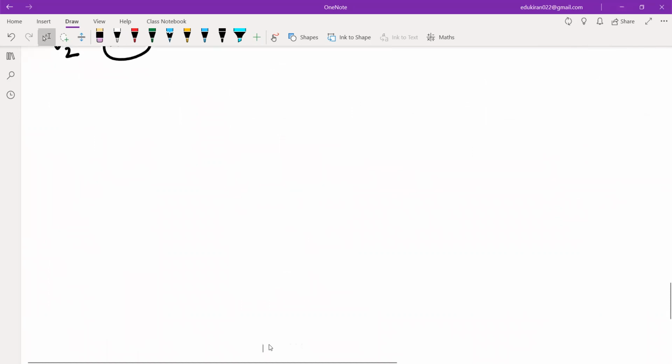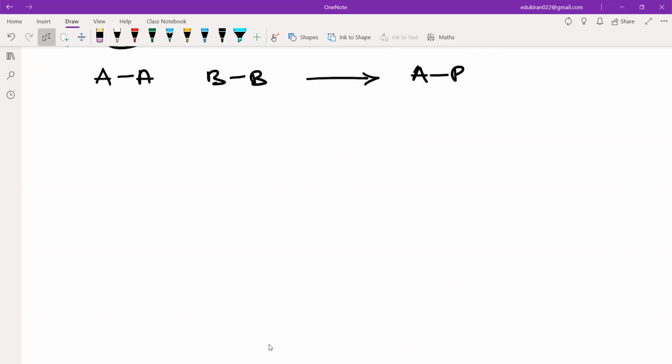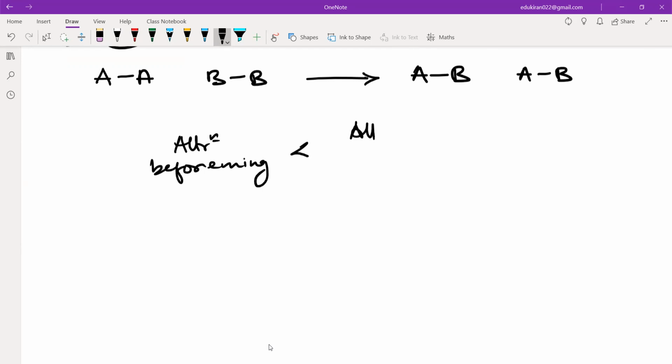Listen, here you are having AA and BB, and in the solution you get AB and AB. Okay, now I am saying that the attraction before mixing is less than the attraction after mixing.